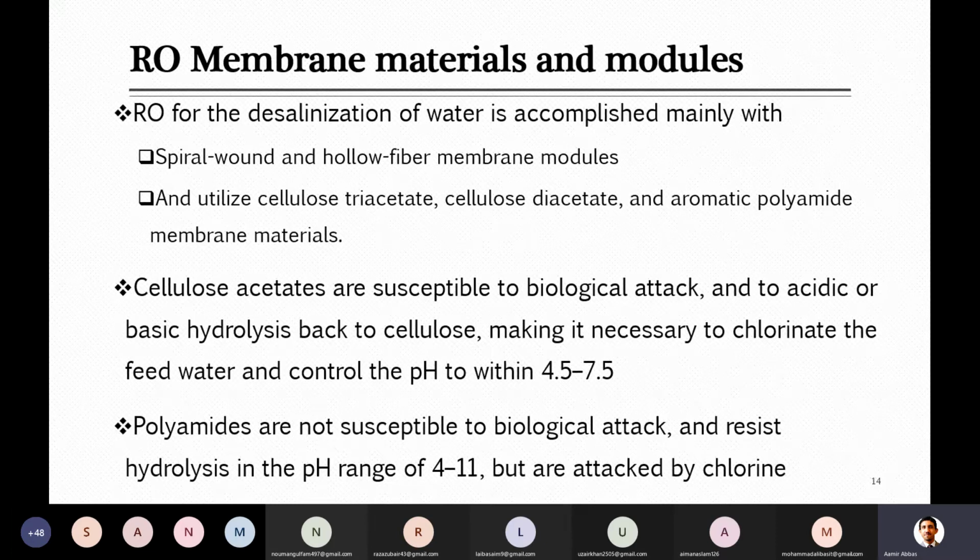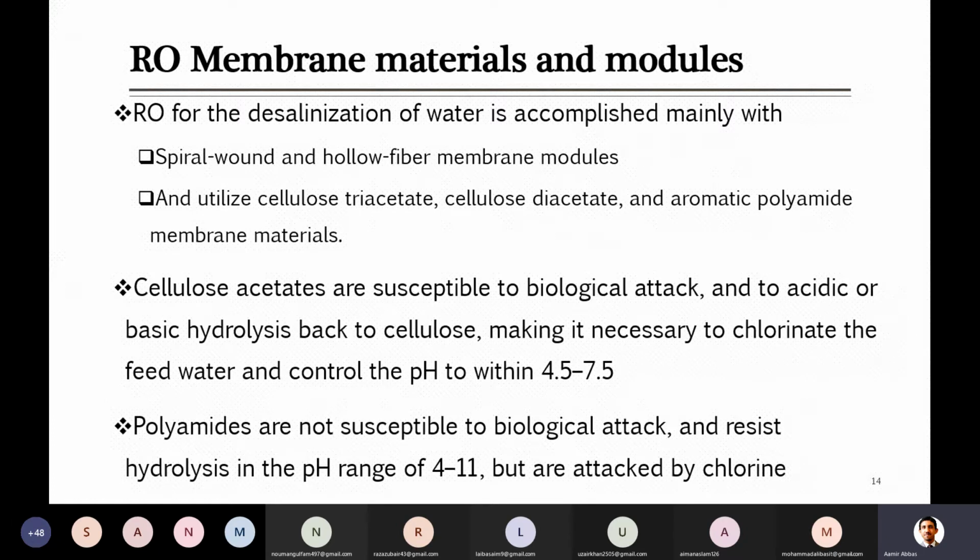As well, because we said that this is not sustainable in quite acidic or basic conditions, you have to maintain the pH between 4.5 and 7.5. In this range it will work well. If the pH is very low or very high compared to this, then definitely this membrane will be damaged.